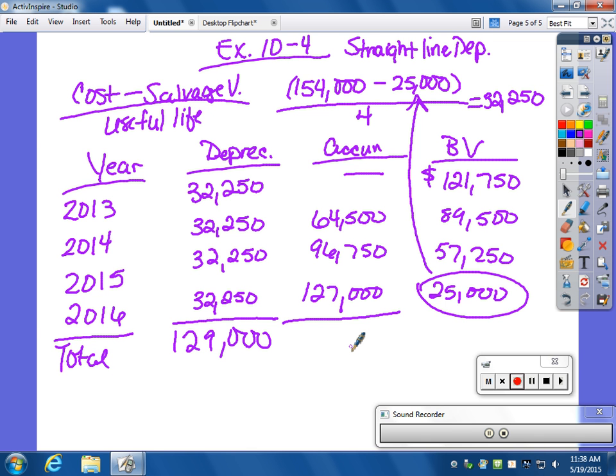One more problem, and then we're gonna go ahead and let you guys out. So you gotta make it a good one. Let's do exercise 10-5 because that deals with double declining.